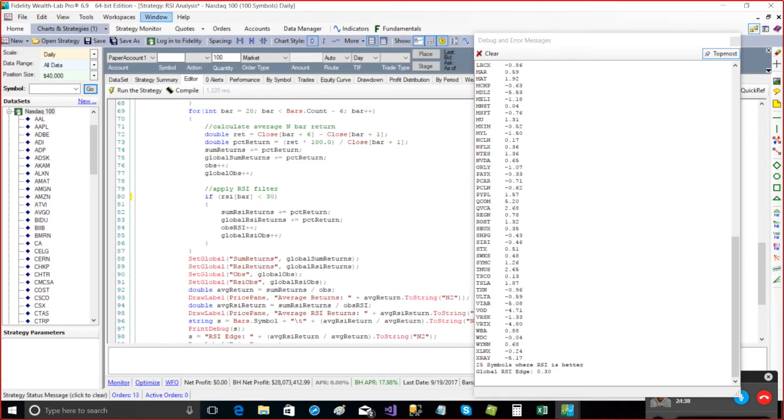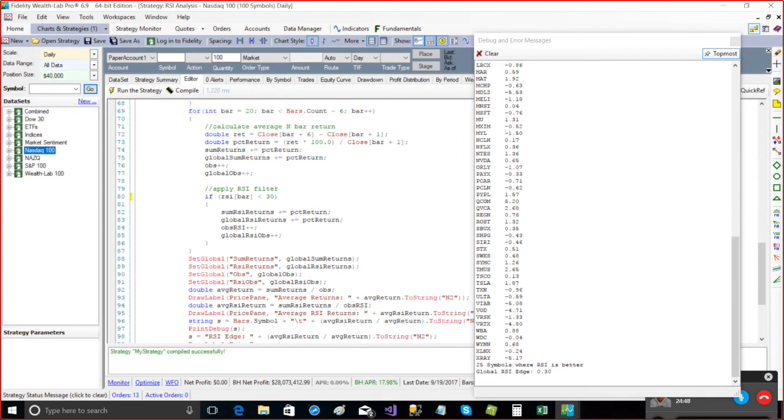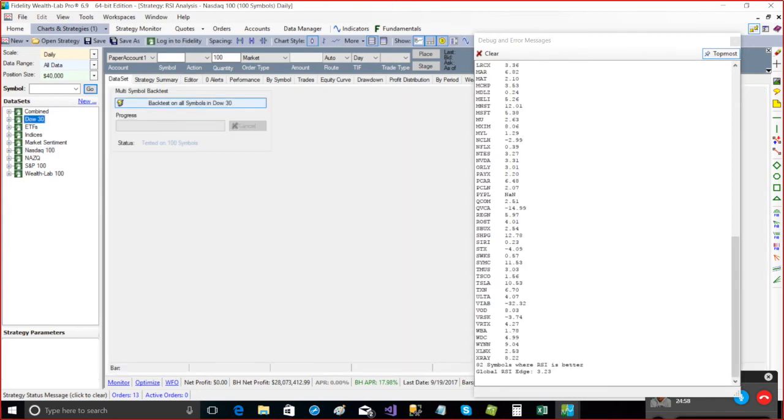get it back the way it should be there. And kind of the last thing I wanted to do is run this on a few different universes just to see. We see on the NASDAQ 100, the edge was how much? Let's see. 3 point something. 3.23.